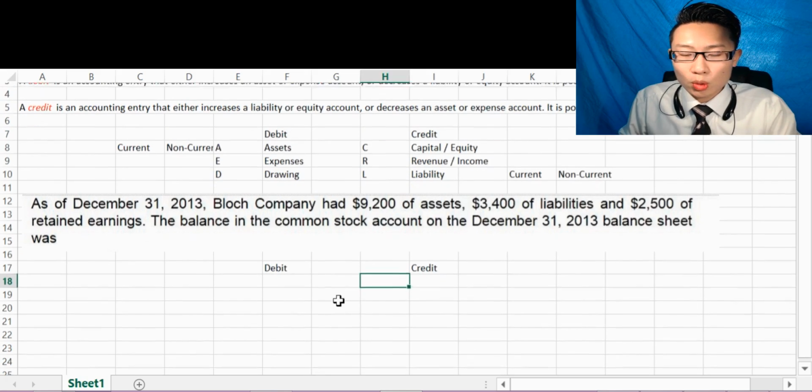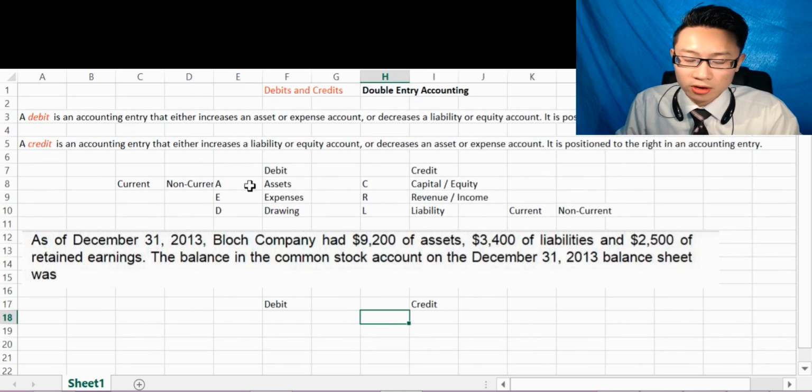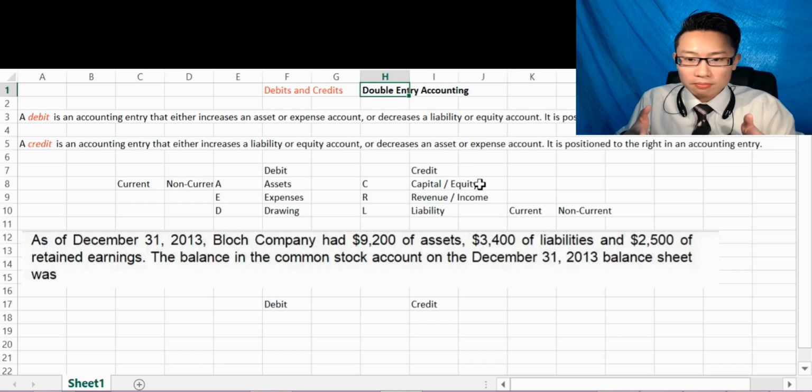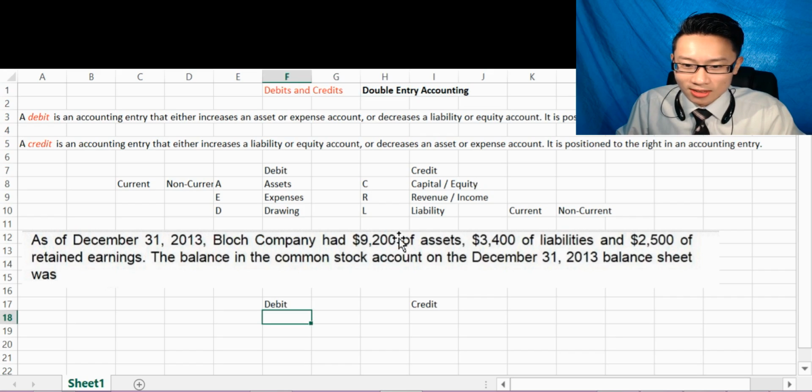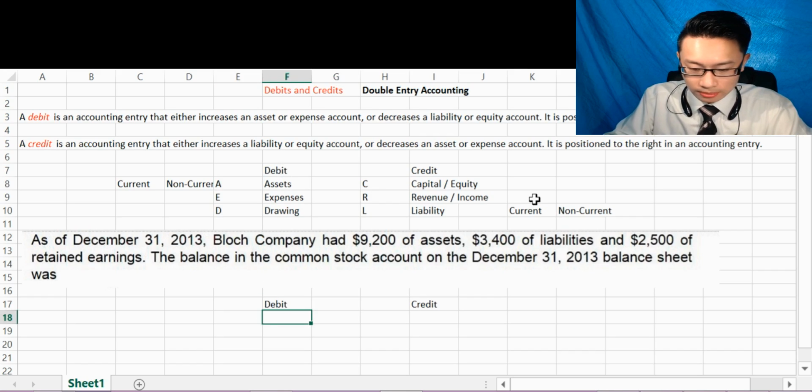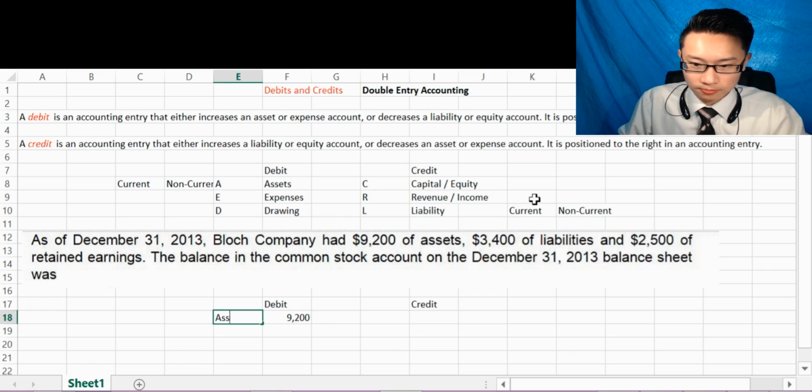Here is a quick example to portray the debit and credit. Why do we have debit and credit? The main reason is that we have double entry accounting. The debit column must equal the credit column to show the true and fair view of a financial statement. 9,200 of assets is already done. You can see assets is A, so we want to put it into the debit column. So I'm just going to put 9,200 here, and we'll put assets.